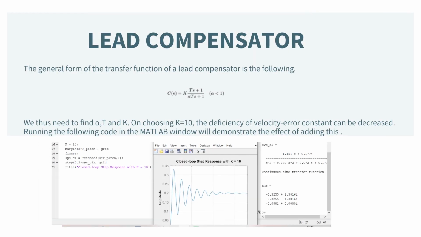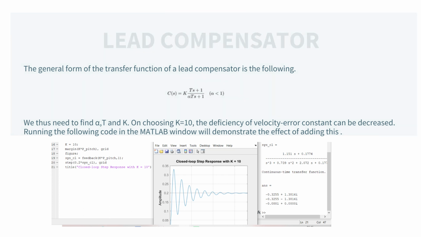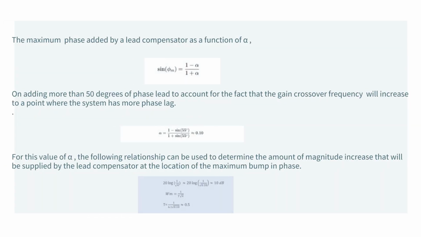Now we need to find the values of alpha, k and T. We are arbitrarily choosing k as 10 so that the deficiency of the velocity error constant can be decreased. And we run the following code in the MATLAB window so that we'll understand the effect of adding this k. The maximum phase added by the lead compensator as a function of alpha is given here. While adding 50 degrees more, the gain crossover frequency will increase to a point where the system has no more phase lag. So that value of alpha is equal to 0.10.